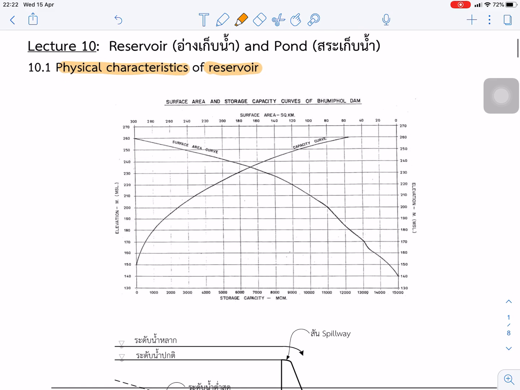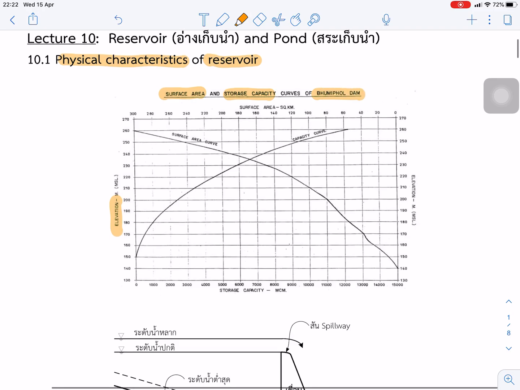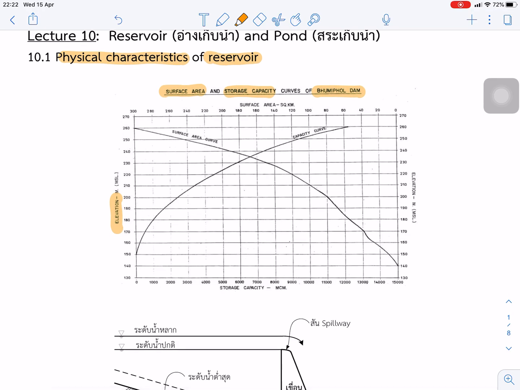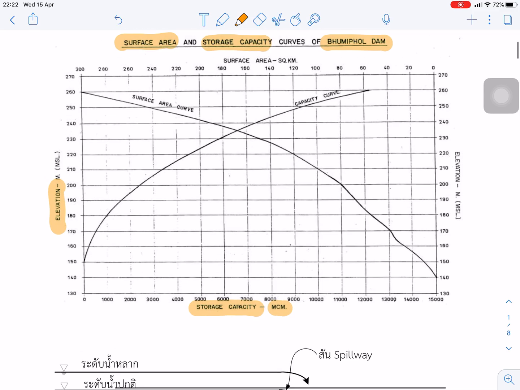This curve shows three components. The first is the water surface area, storage capacity, and elevation of the Pumipon Dam. Okay, so you can see that on the horizontal scale is the storage capacity, in units of million cubic meters. On the top is the surface area, square meters. Okay, the left and right side is elevation.